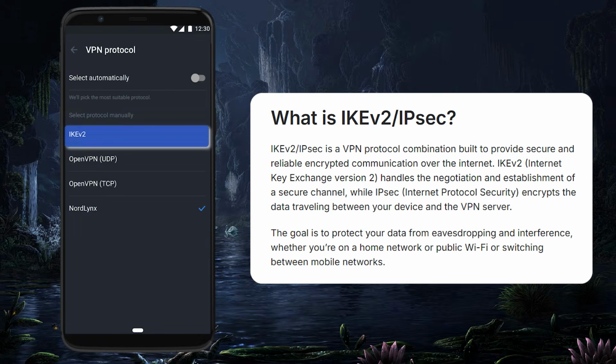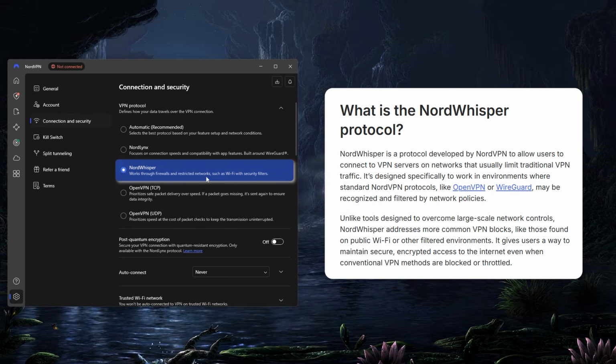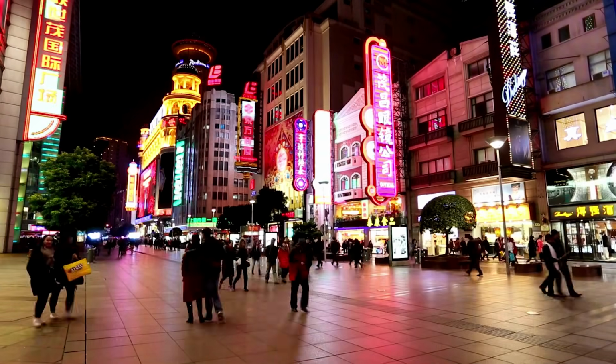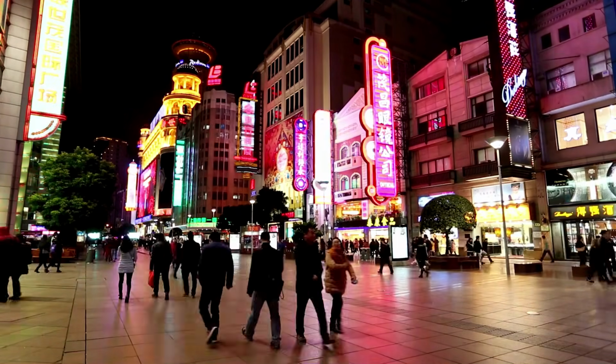Nord also includes IKEv2 IPsec, which is more commonly used on mobile, and then a lesser-known option called NordWhisper, which is specifically designed for highly restricted networks. So if you're traveling or living somewhere with strong VPN censorship, that's the one you'd want to try.